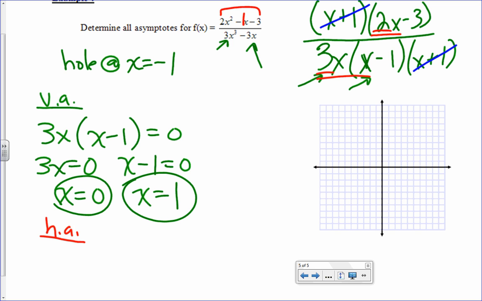Or a lot of people just look back here. So the bottom is bigger, correct? What's the automatic answer if the bottom's bigger? y equals 0. Because again, as x gets bigger, that denominator is going to get ridiculously large, and it's not going to work out.